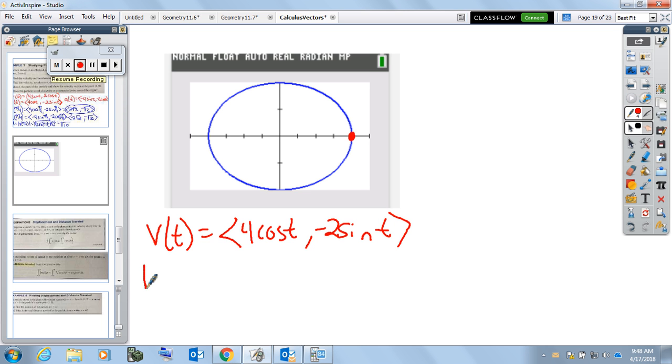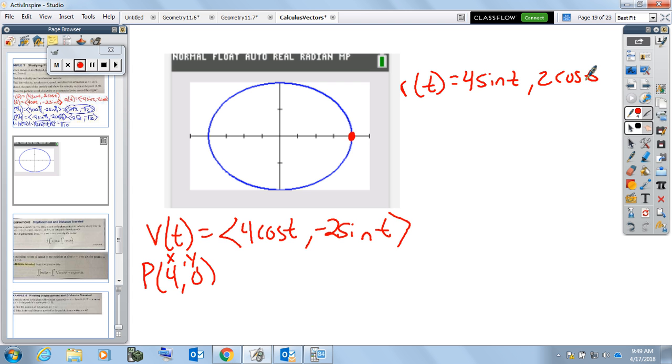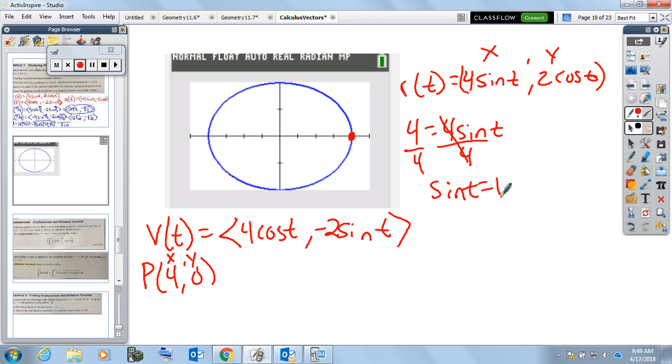Let's say we're dealing with our point 4, 0. That means our x value is 4 and our y value is going to be 0. And remember, our position function r of t was originally 4 sine of t and 2 cosine of t in this example. So if this is x and this is y, what is sine of t when x is 4? Well, 4 equals 4 sine of t, so divide through by 4, sine of t is equal to 1. And when y was 0, because we're dealing with the point 4, 0, we have 0 equals 2 cosine of t. So at this particular point, cosine of t equals 0 as well.